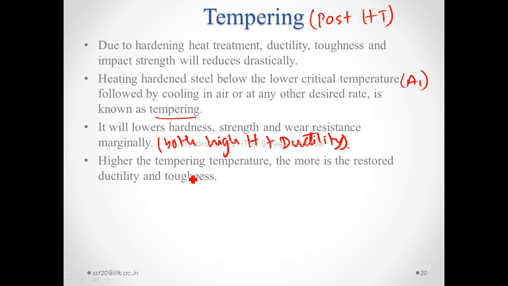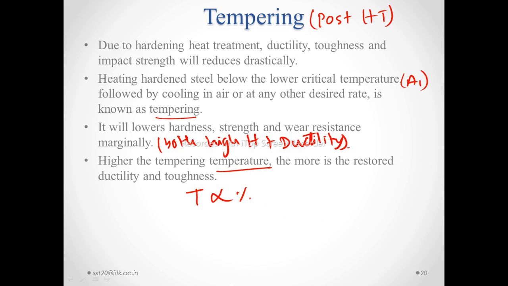So the higher the temperature, the more the ductility and toughness are restored. The tempering temperature will play an important role. It is directly proportional. Temperature is directly proportional to the ductility and the toughness of the material.